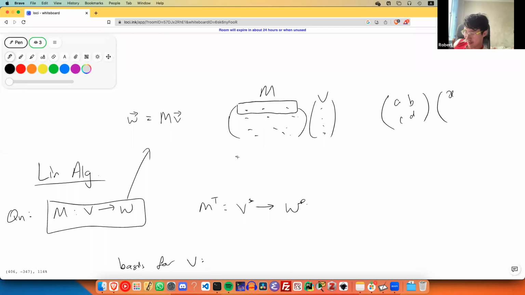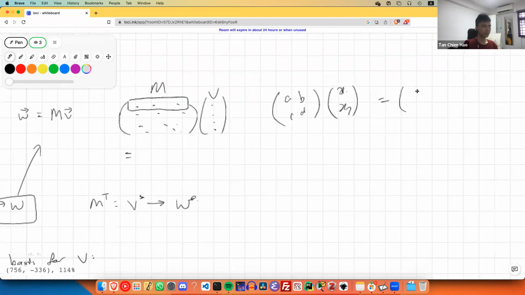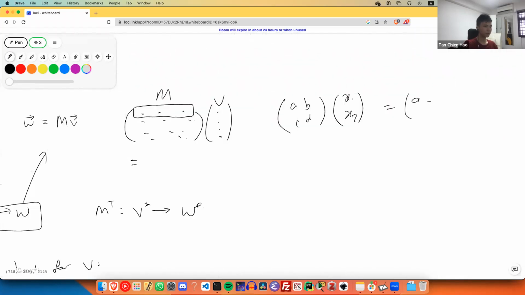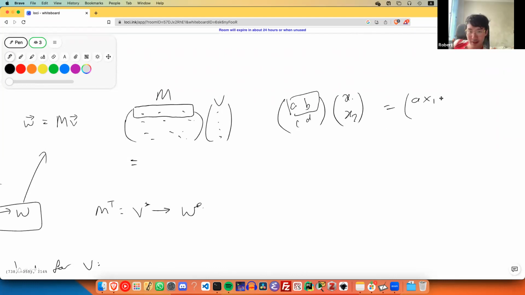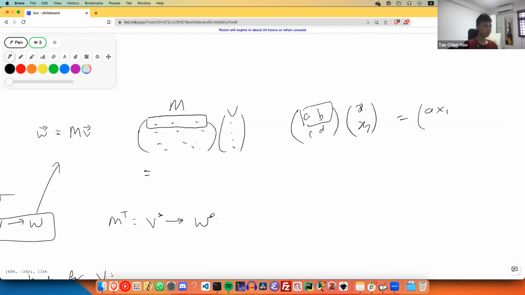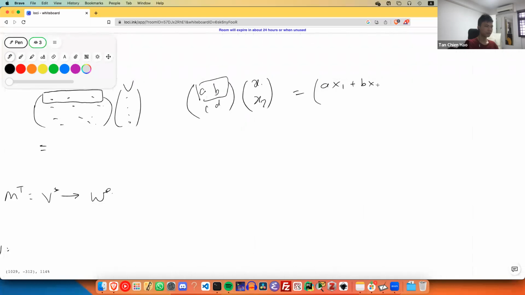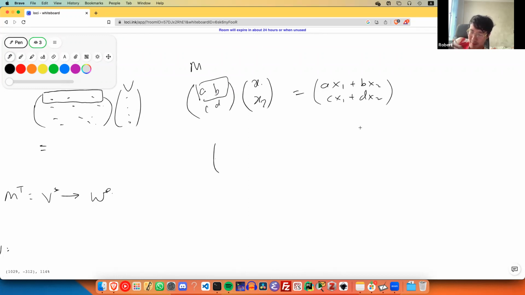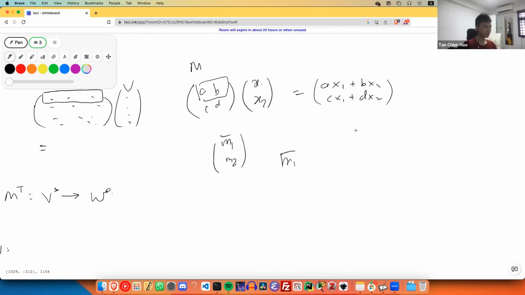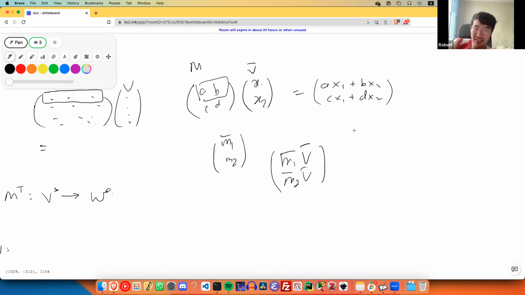Let's just consider a 2 by 2 matrix for now for simplicity's sake. So this will equal a x1 plus b x2, and this will equal c x1 plus d x2. It's a bit of abusive notation here. If this is M, let's say the components of M are M1 and M2. Then you just do M1 times V for the first row and M2 times V for the second row. It's a nice way to think about it.